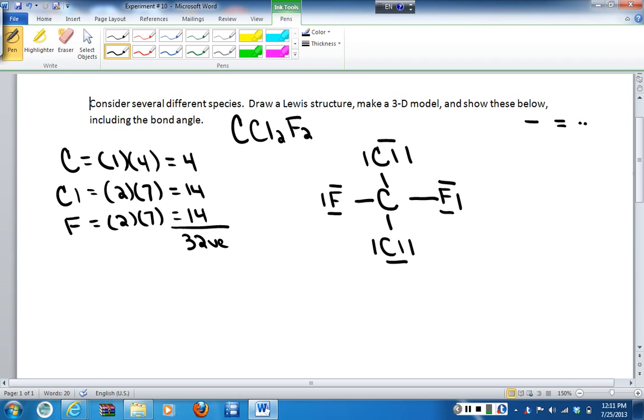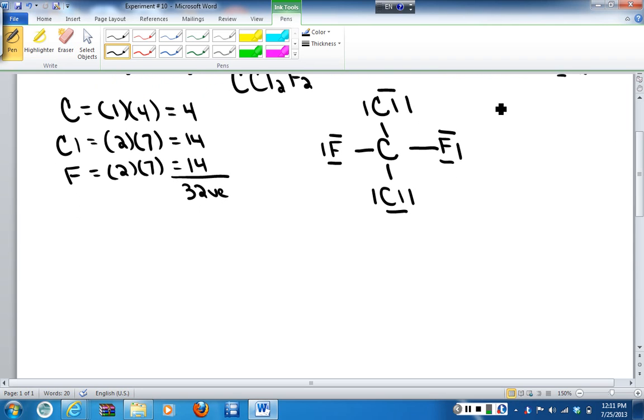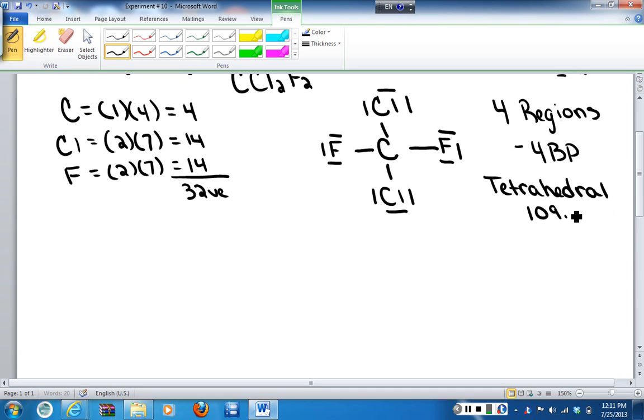Now, in terms of a 3D model, we see that there are 4 regions of electron density around the carbon. Because remember, with 3D models, that's what we're concerned with. And I know that that narrows it down to 3 possible geometries. But I have to look at what kind of regions are around that carbon, and I see that they are 4 bonding pairs. So I know that my geometry is tetrahedral. And all of my bond angles are going to be 109.5 degrees apart.